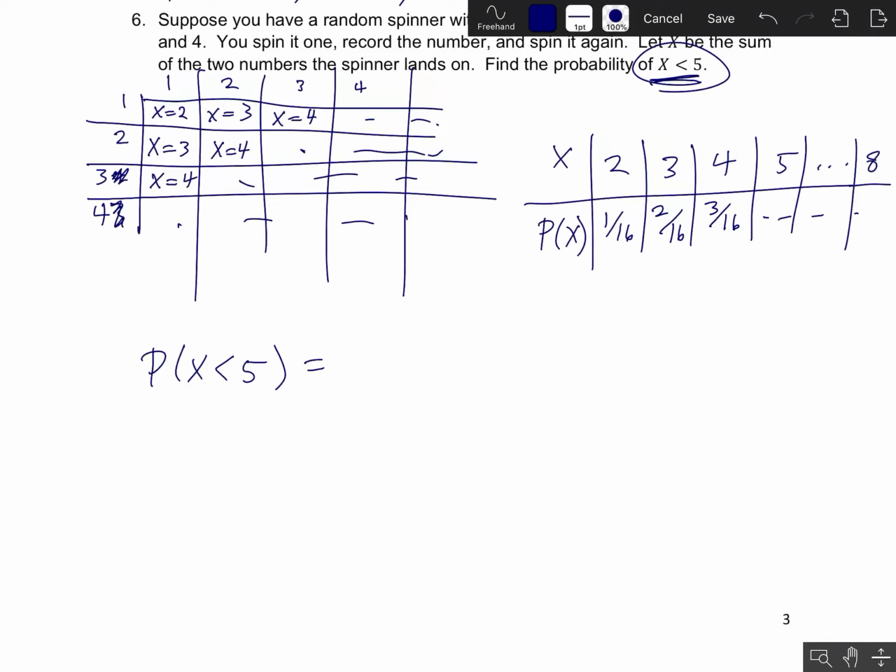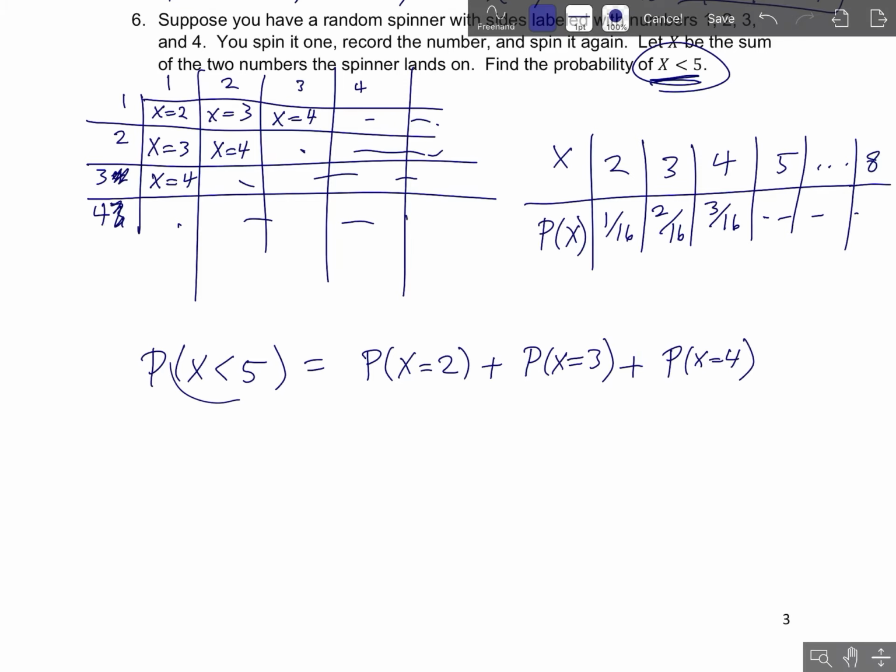So if we want the probability of getting something less than 5, that would be the probability that x is 2 plus the probability that x is 3 plus the probability that x is 4. Because this is a strict inequality over here, we don't want to allow x to equal 5. Now notice that we can just add up these probabilities separately because these are disjoint events. You can't get both a 2 and a 3 or both a 3 and a 4.